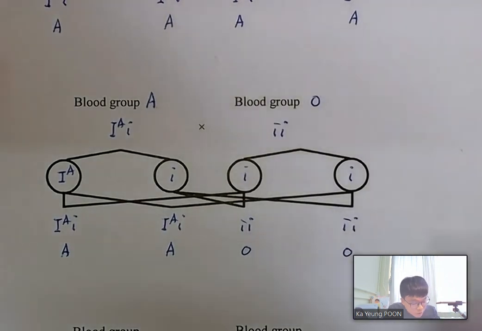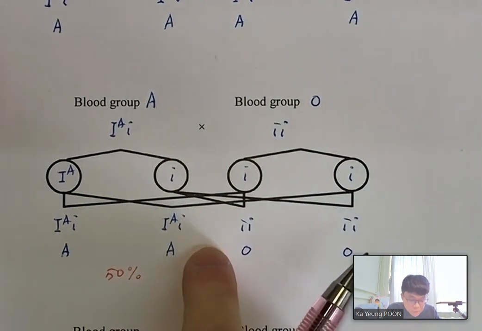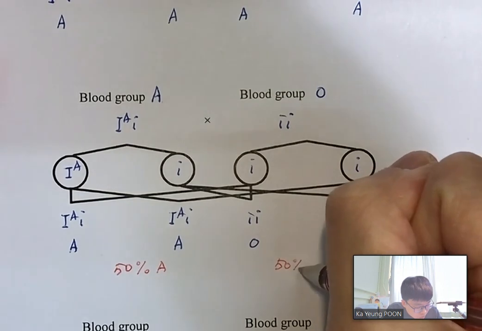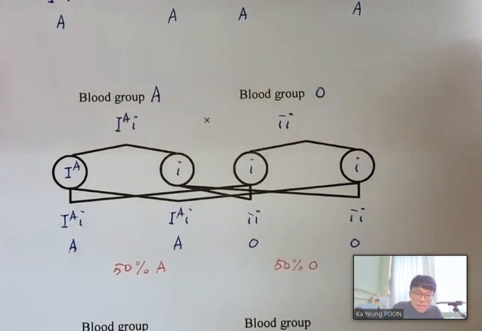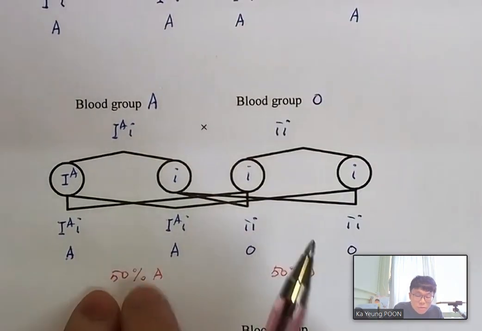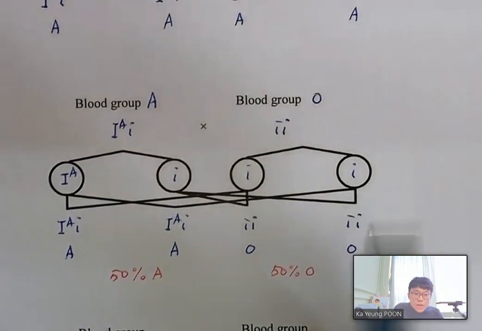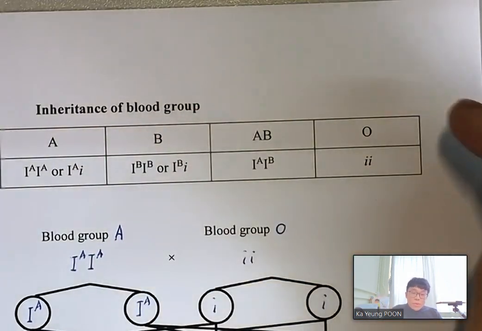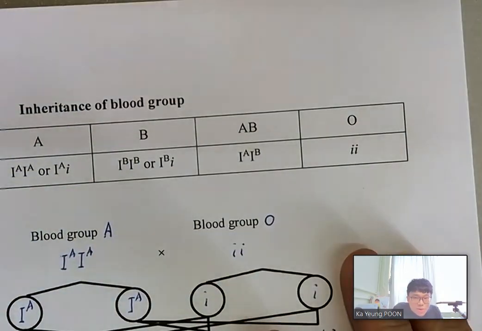then you would have 50% chance of having blood group A, and 50% chance of having blood group O, given that they give birth to another child. So there would be a 50-50 chance. Understood? That's so easy, isn't it? We can work on more examples and see whether you can deduce your own blood group and those in your whole family as well.